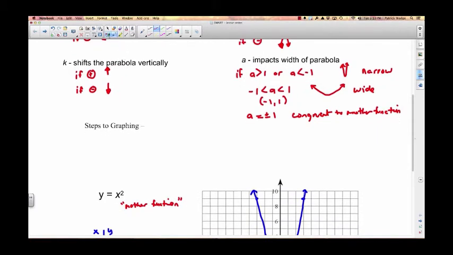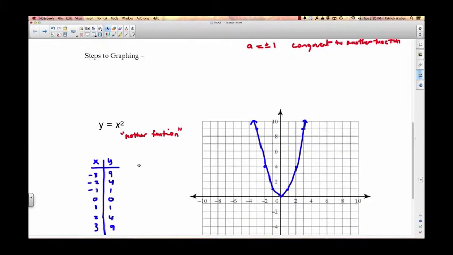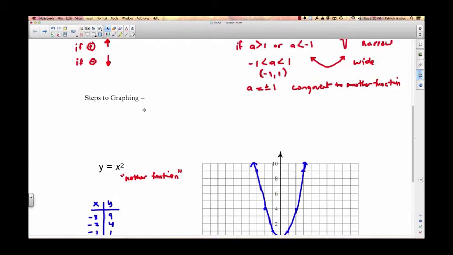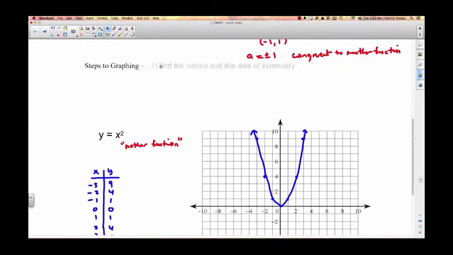Alright, now we're going to learn how to actually graph parabolas. So you could use the table of values, but we'd like a faster method. So what you're going to do is find the vertex and the axis of symmetry. That'll be very quick using the standard form of the function. Then you're going to find 2 to 4 points just to one side of the vertex. We'll talk about y in a second.